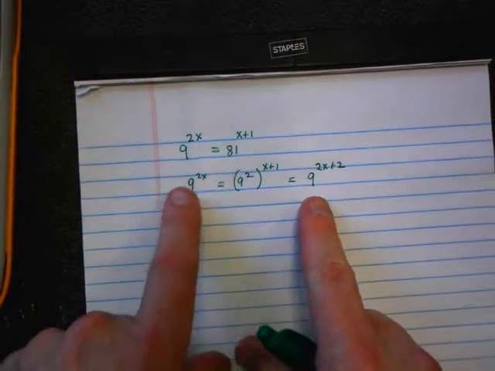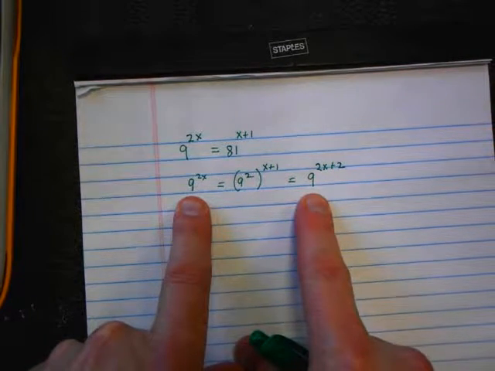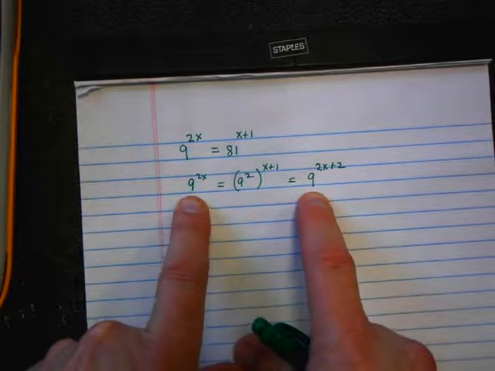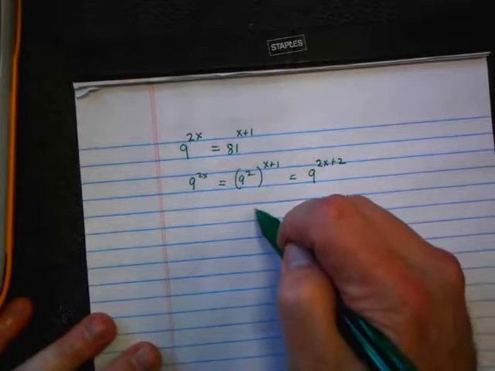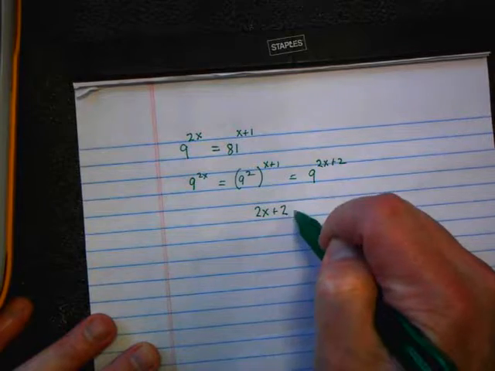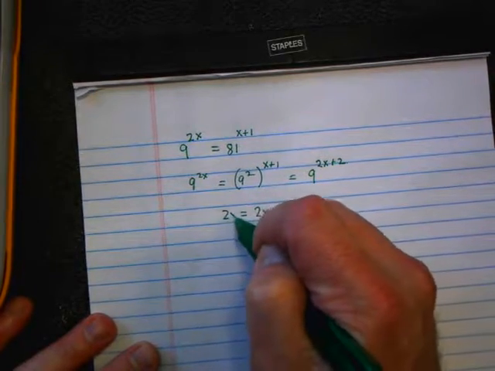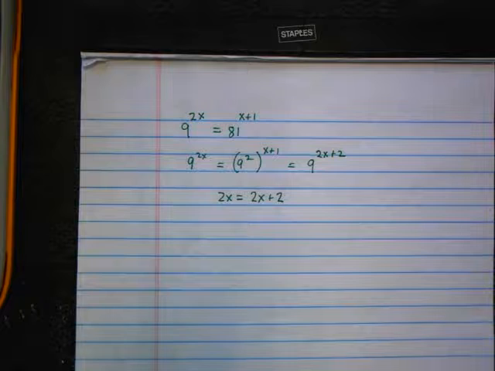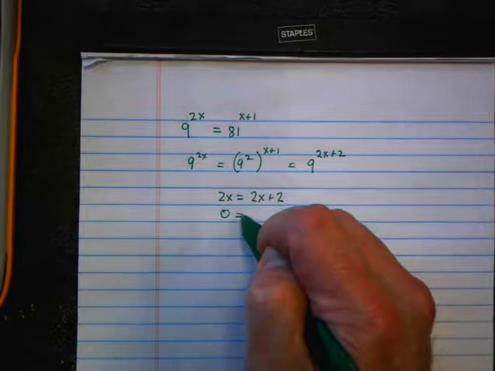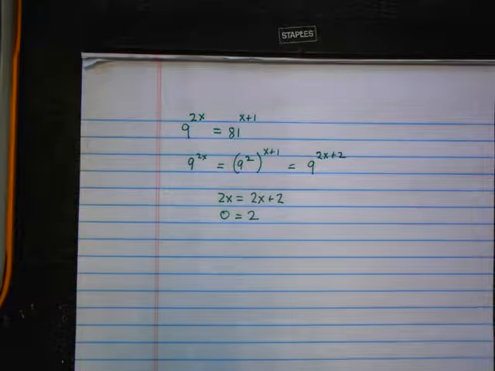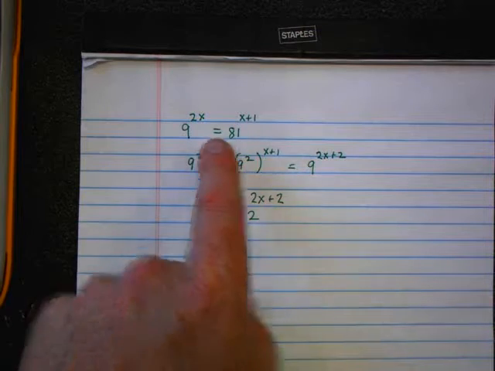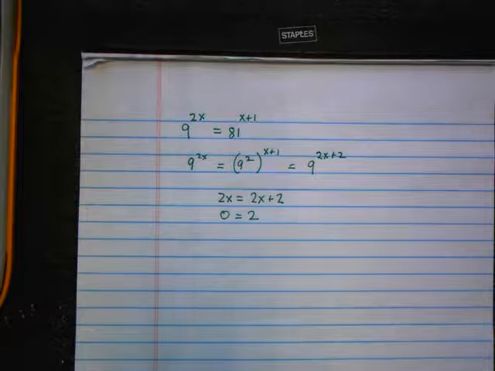So now that the bases are the same, what has to happen with the powers? The powers have to be the same. So 2x plus 2 has to equal 2x. And this is what happens sometimes when you make up problems off the top of your head. Subtract the 2x, we get 0 equals 2. When does 0 equal 2? Never. Which tells you what about this equation? The equation has no solution.